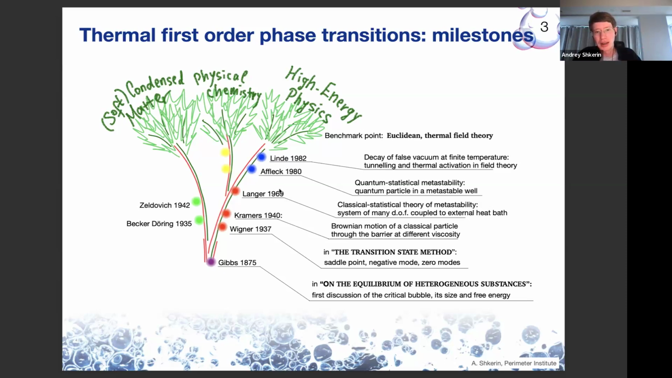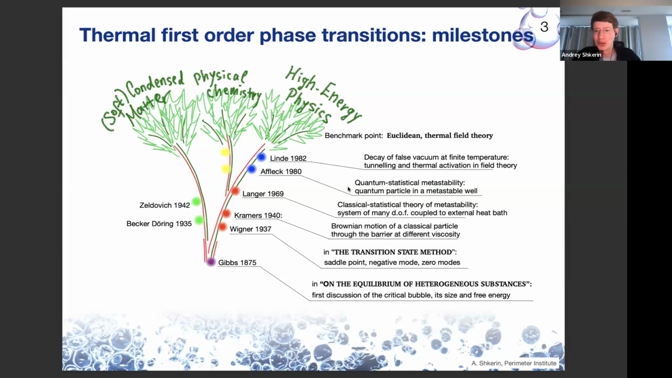So Langer, in 1969, introduced a classical statistical theory of metastability, which actually comes quite close to field theory already, because here it is a system of many degrees of freedom, so not that different from field theory, which is coupled to some external heat bath, so its motion is governed not only by the internal dynamics of the system, but also by stochastic terms like dissipation and noise, which come from coupling the system to some external heat bath or thermostat. But that was a classical treatment. Affleck considered the problem of the escape from a metastable state of a quantum mechanical particle, so that was a quantum system.